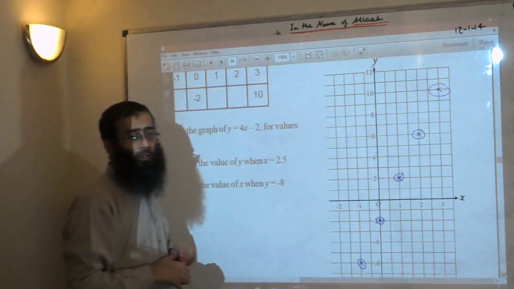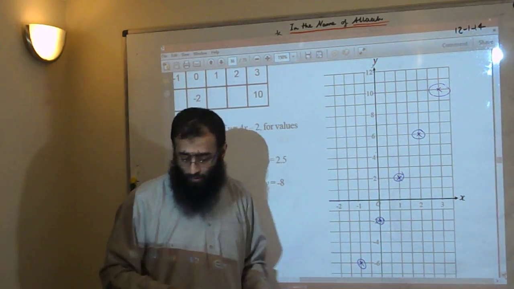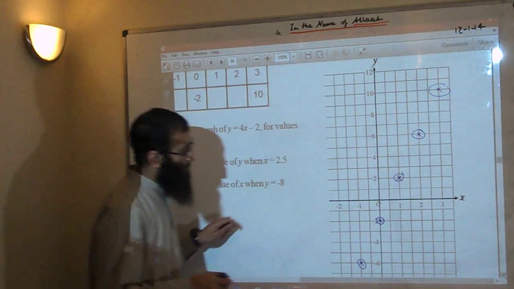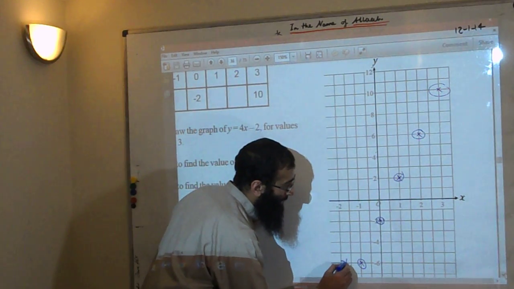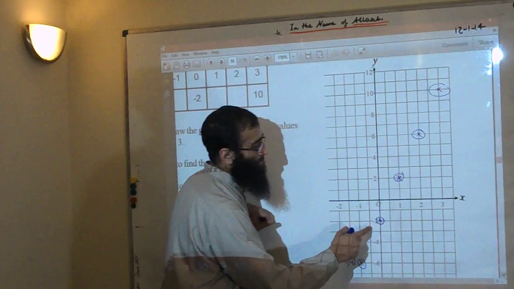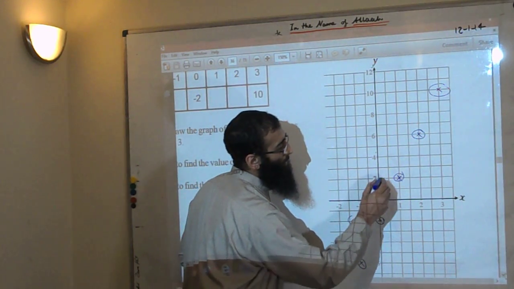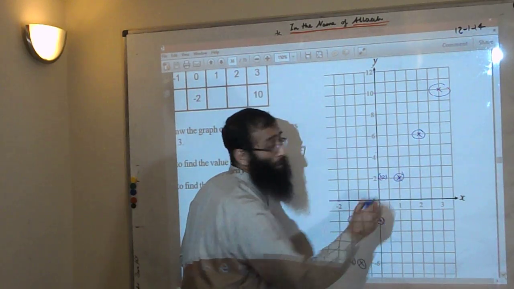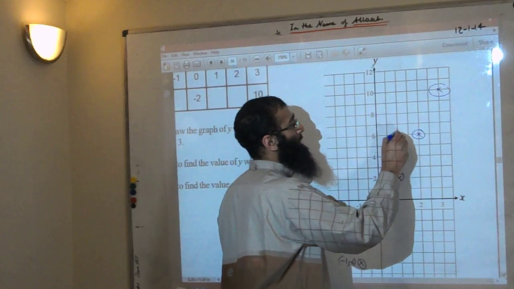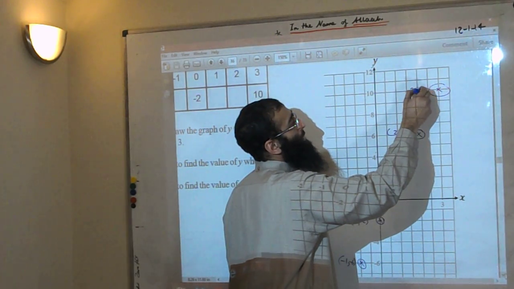So this grid's already been given to us in the sheet, so we're just going to use that for the moment. Now what we're going to do is emphasize it a bit more by writing this down. So minus 1, minus 6. This one was 0, minus 2. This one was 1, 2. Make notes. So that's 2 and 6. And this one will be 3 and 10 on the side.